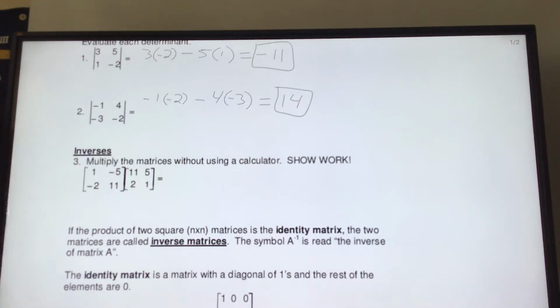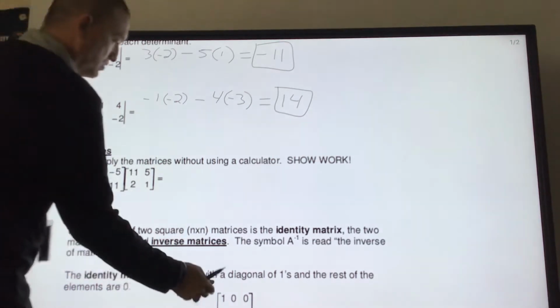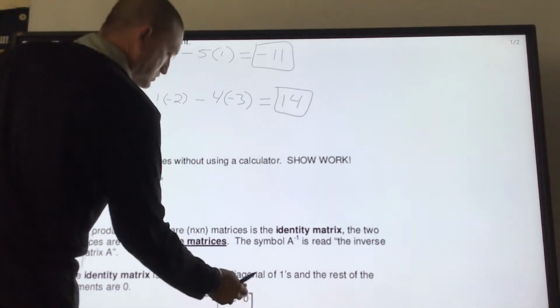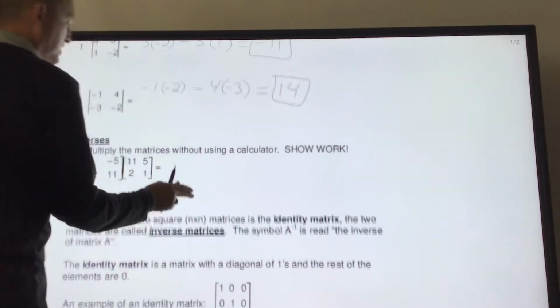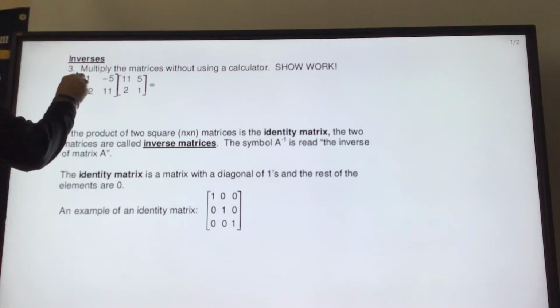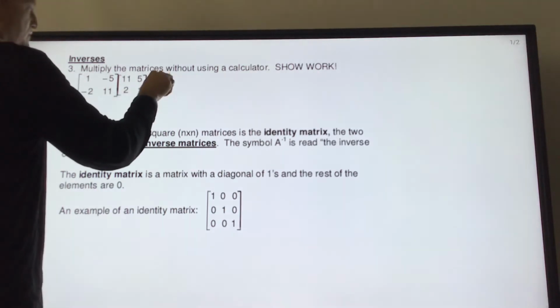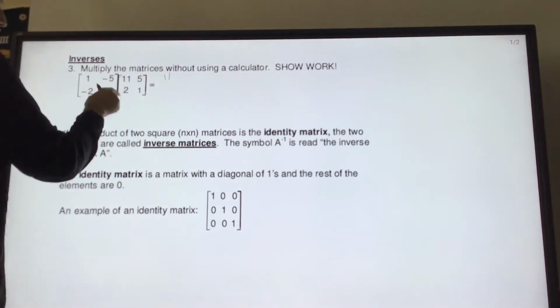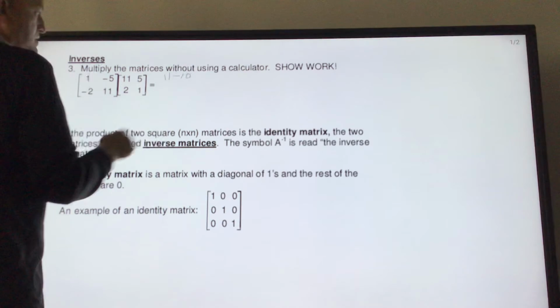Okay, we're going to find out if these two are inverses. The question is, is this an inverse of this? So the only way to find out is to multiply it and see if it comes out with a certain pattern that we're looking for. So I multiply just like we've been doing, top row times first column. 1 times 11 is 11. Negative 5 times 2 is negative 10.